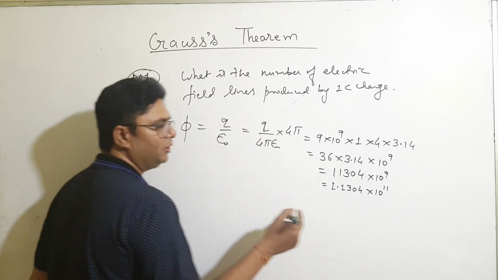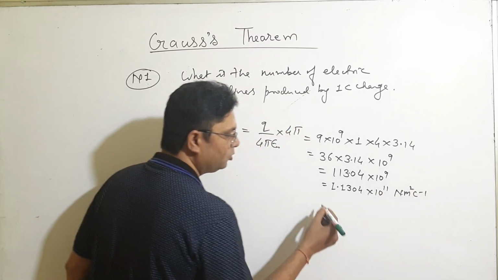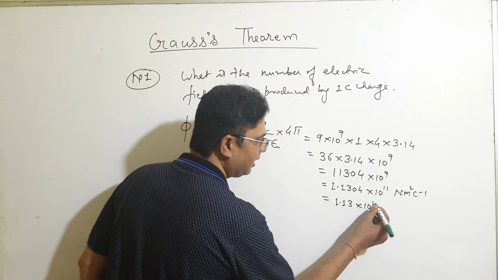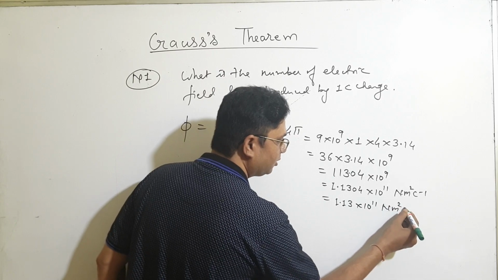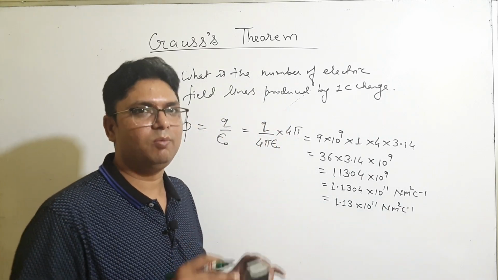Flux has the unit Newton meter square per coulomb. So you can write this is 1.13 times 10 to the power 11 Newton meter square per coulomb, the number of electric field lines produced by 1 coulomb of charge.